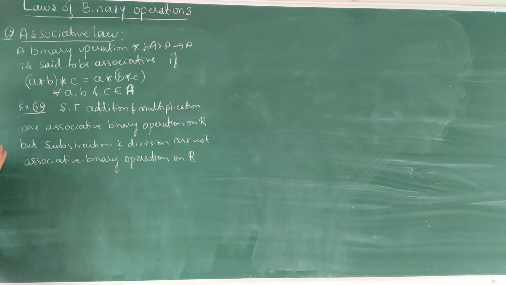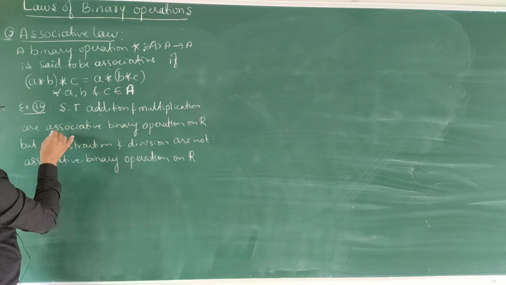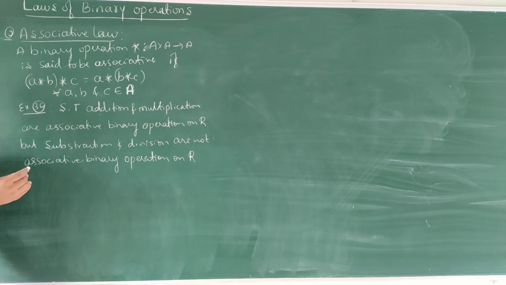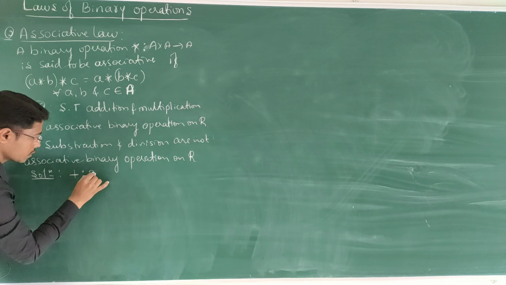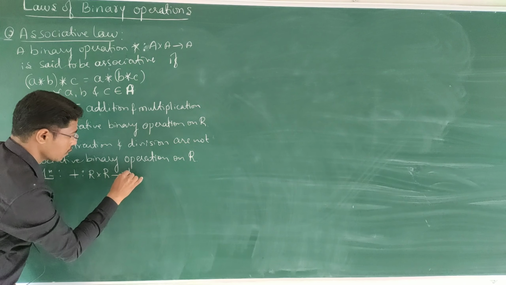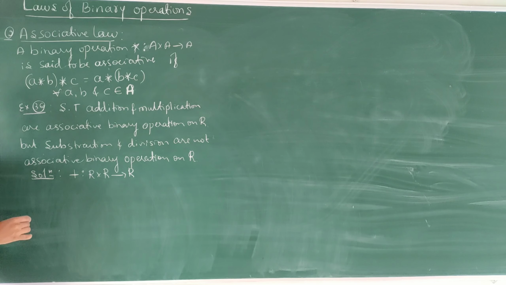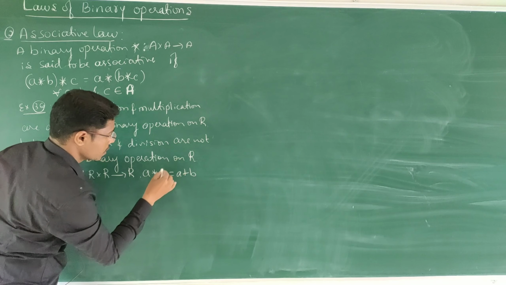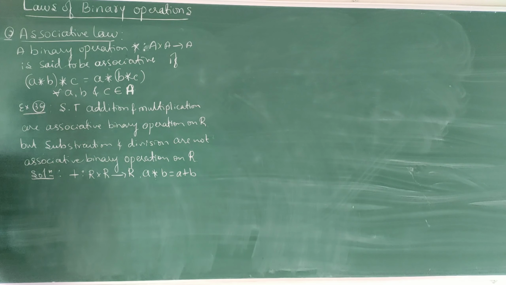Okay, standard example: show that addition and multiplication are associative binary operations on R, the set of real numbers, but subtraction and division are not associative binary operations on the set of real numbers. Okay, let us see the solution. First, addition on the set of real numbers, R cross R to R. That is a star b equal to a plus b. In the place of star we have to take plus, addition.